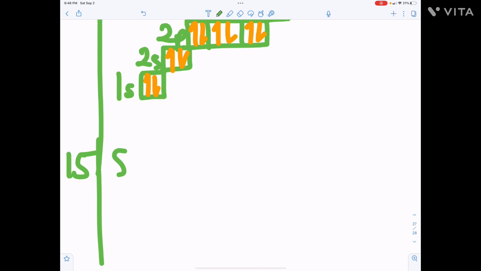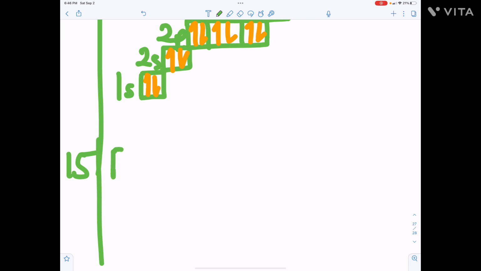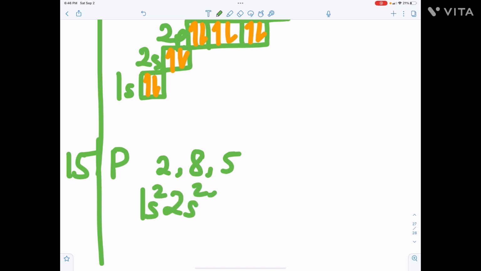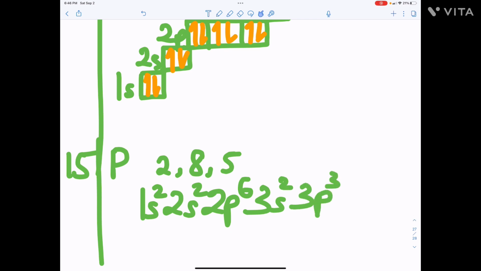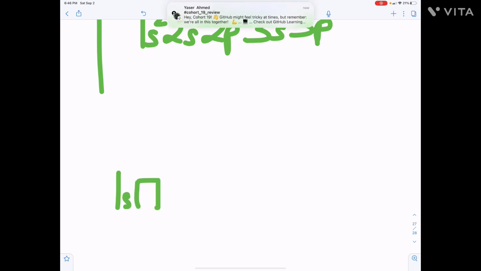So 15 is what? Phosphorus. 15 is phosphorus, P. That's 285. That's 1s2, 2s2, I'm going to be faster now, 2p6, 3s2, 3p3. So in picture, it looks like this in the atom.